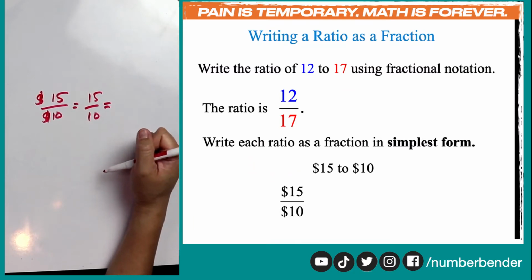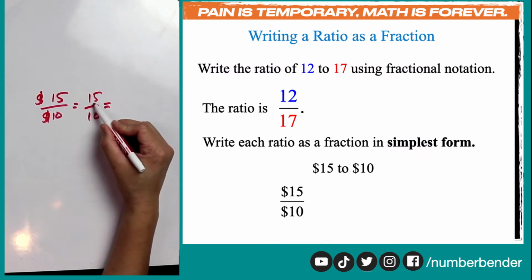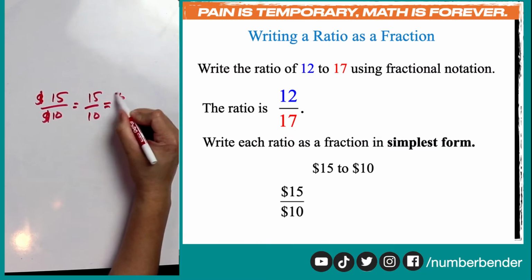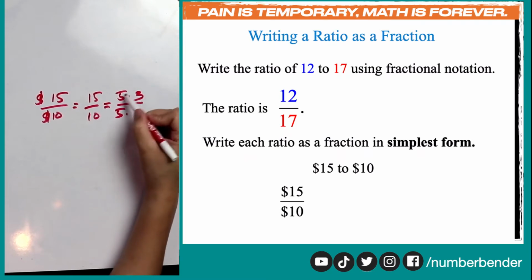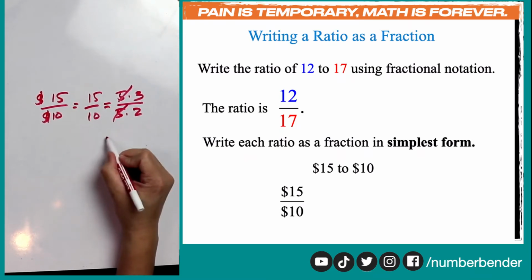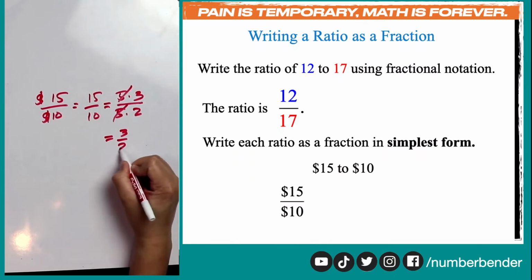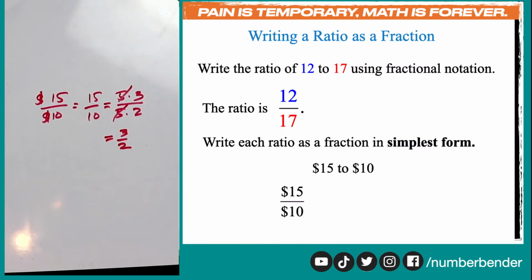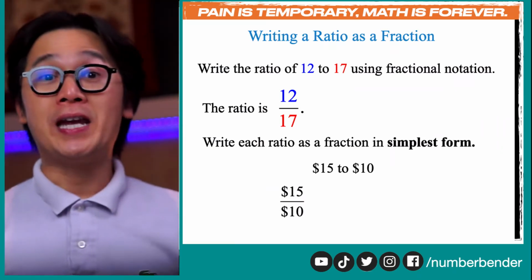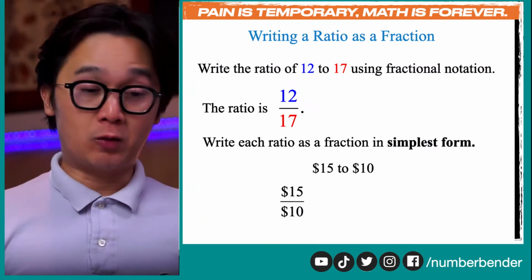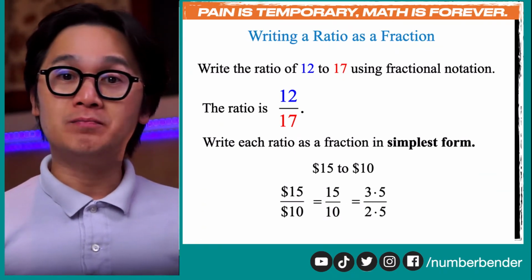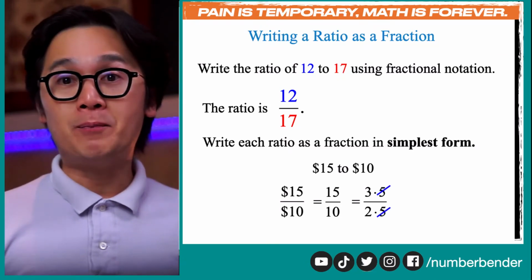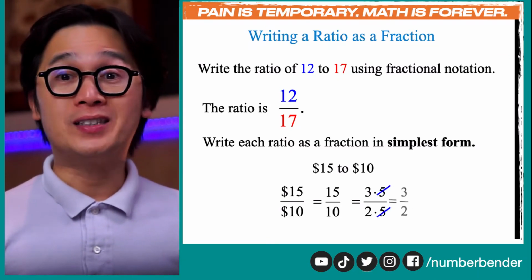And let's simplify this by factoring. The factors of 15 would be 5 times 3, and the factors of 10 would be 5 times 2. And in this way, we'll be able to cancel out the 5s. So we now have 3 all over 2 as the simplest form of our fraction from $15 to $10 in our ratio. So this is how we use our skill on simplifying fractions by factoring, so that we'll be able to simplify our ratio in its simplest form.